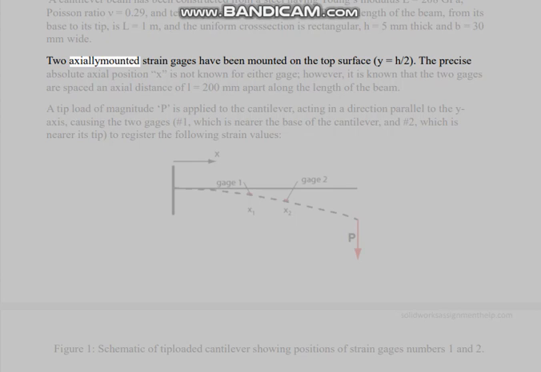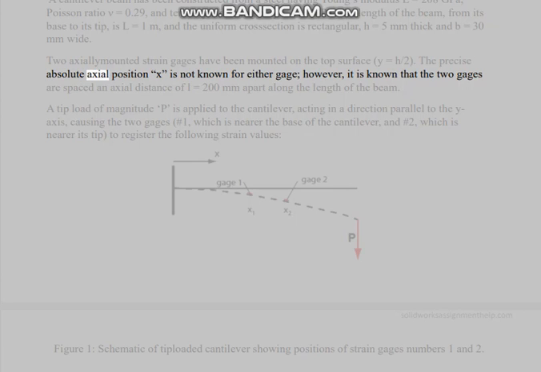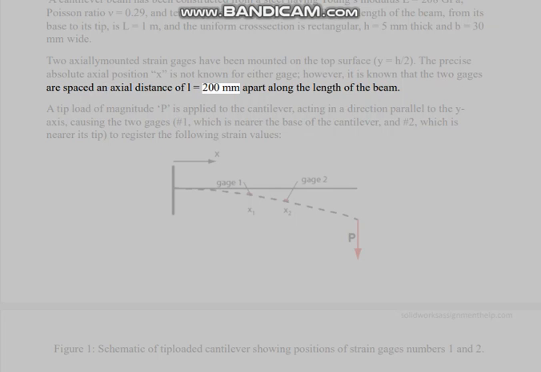Two axially mounted strain gauges have been mounted on the top surface, y equal to H/2. The precise absolute axial position x is not known for either gauge. However, it is known that the two gauges are spaced an axial distance of L equal to 200 mm apart along the length of the beam.